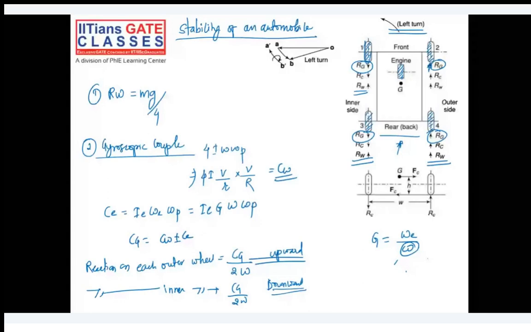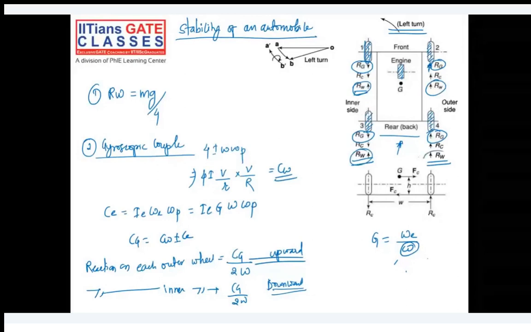RW is pretty clear. All are upward because it is coming from weight. And RG also, I feel it's clear to you now. That is coming from the gyroscopic couple. That is the reaction on the wheels coming because of the gyroscopic effect. Upward on the outer wheels, and downward on the inner wheels. And the next one is centrifugal couple.